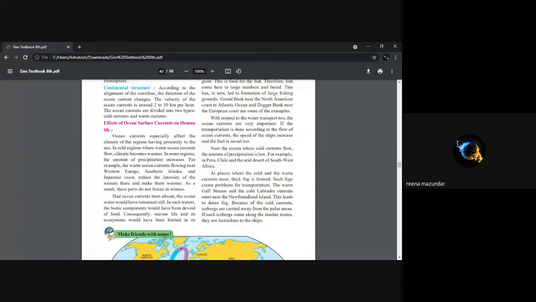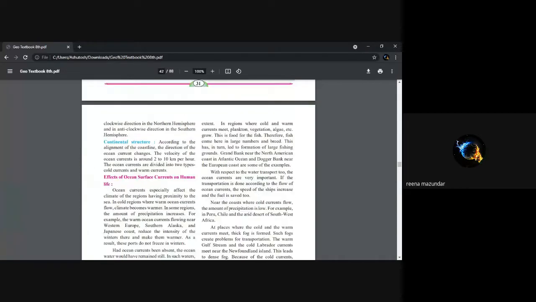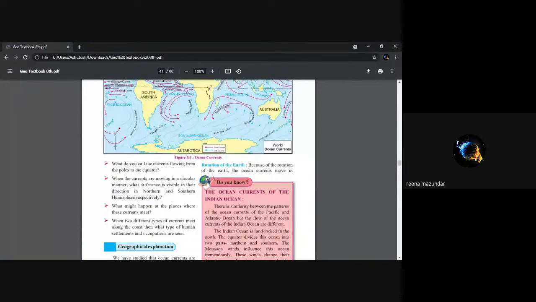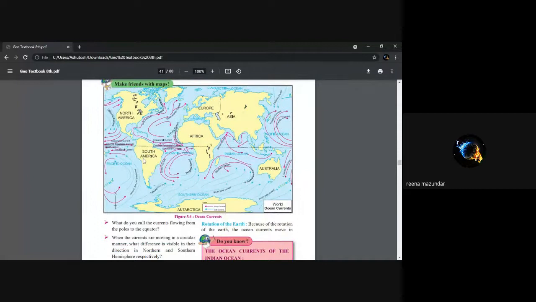Near the coast where cold currents flow, the amount of precipitation is low. For example, in Peru, Chile, and the arid desert of Southwest Africa. Now let us see. You know Peru. Peru is here. Chile and Peru in South America. Peru's capital is Lima.